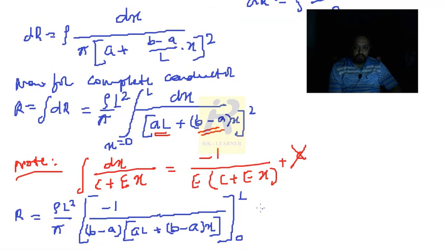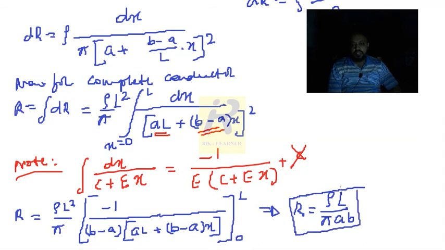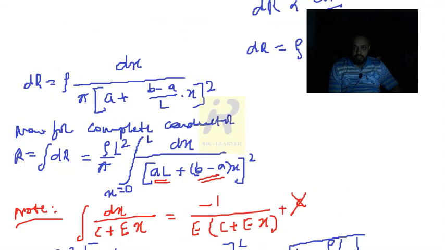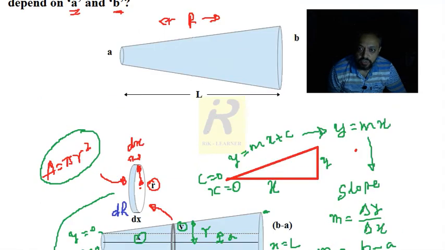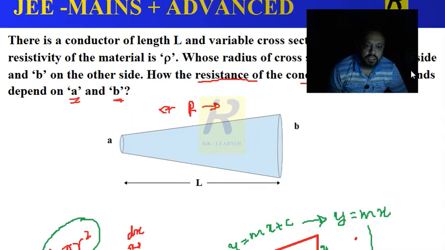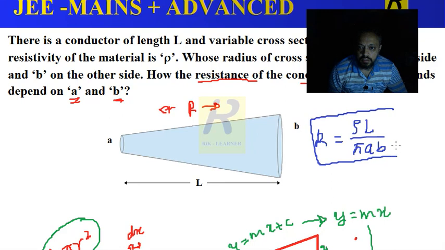So when you solve this one, definitely we will get R equal to rho into L divided by pi a b. This will be the result of this integration. That means the resistance of the conductor as shown in this picture, the resistance between the ends, will be rho L divided by pi a b. Okay, so this is the result.